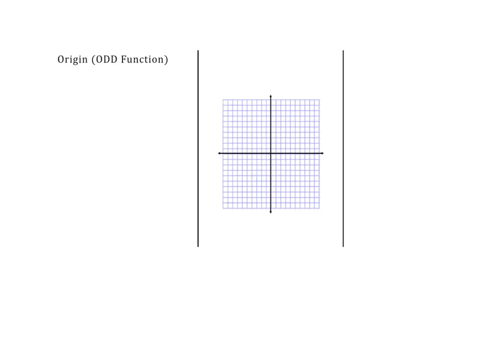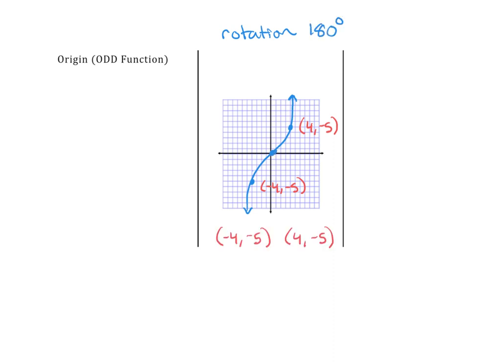And the last symmetry, it's symmetric about the origin. And when something is symmetric about the origin, it's called an odd function. So here is an example of a graph that is symmetric about the origin. Notice how it's different from the other ones. The x-axis and y-axis were reflections. This is actually a rotation about the origin of 180 degrees.